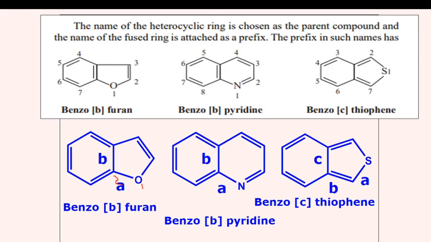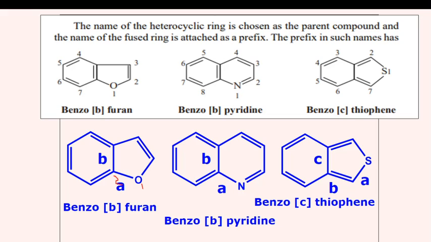Similarly, benzo-B-pyridine. In this case, the nitrogen is numbered as 1, then between 1 and 2 it is A, then between 2 and 3 it is B, and at the B side one ring is attached to another ring. That's why it is benzo-B-pyridine. That benzo is attached to pyridine at their B side. Similarly, benzo-C-thiophene.